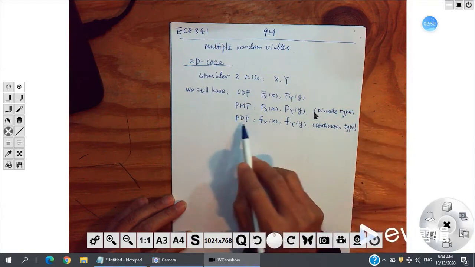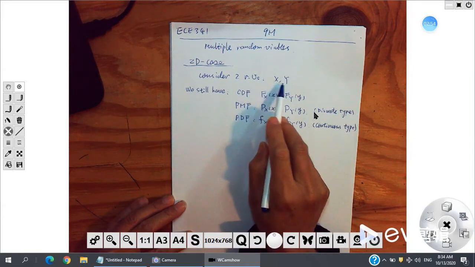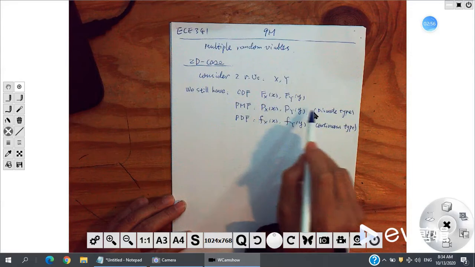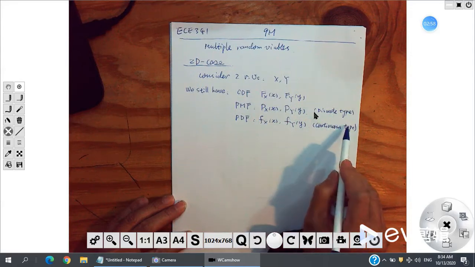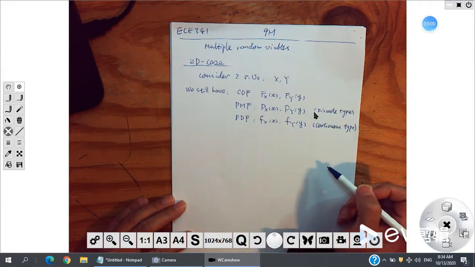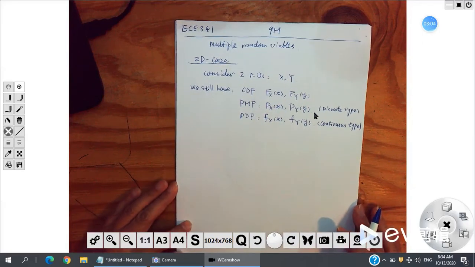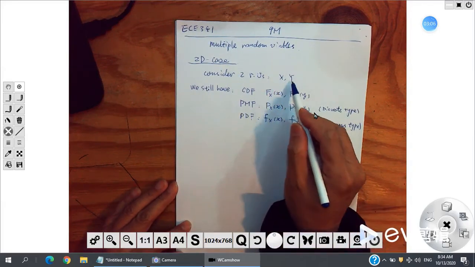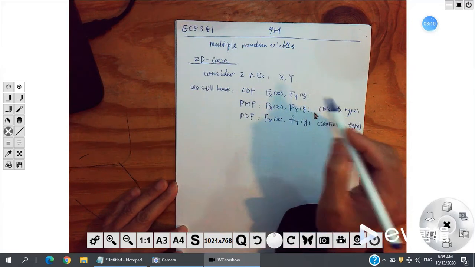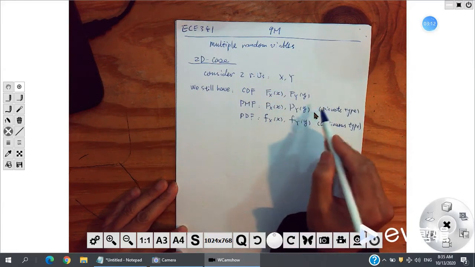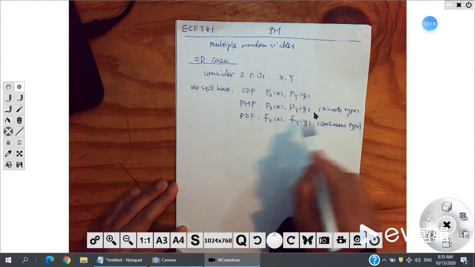Usually we consider both X and Y to have the same type, like both are discrete or both are continuous. Of course, in some applications you may need to consider one discrete and one continuous. But in this course, we only consider the same type, so both are discrete or both are continuous.